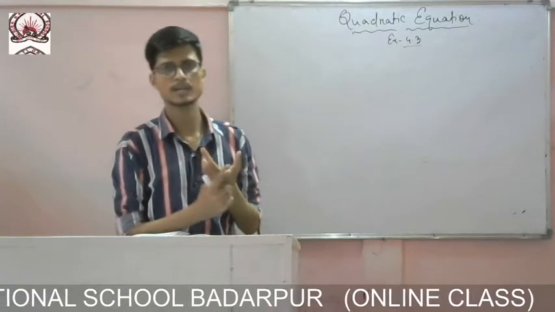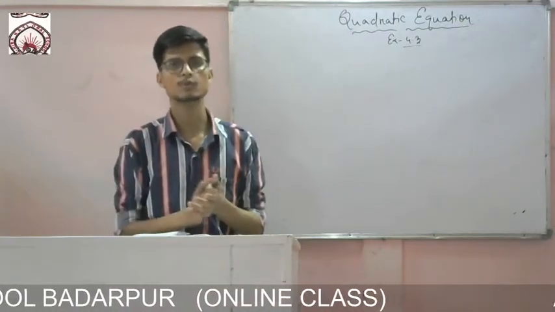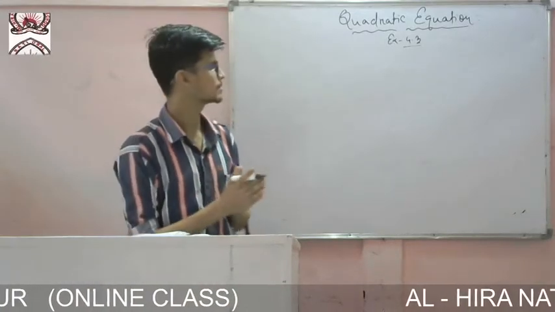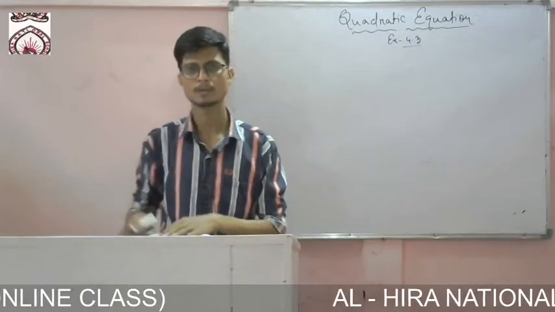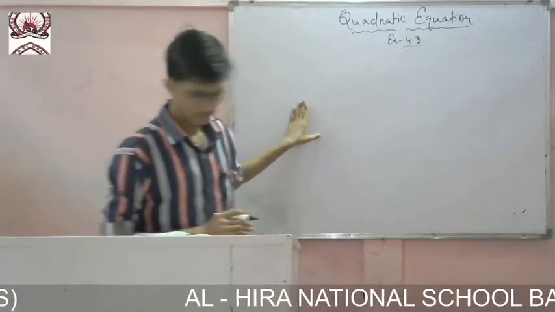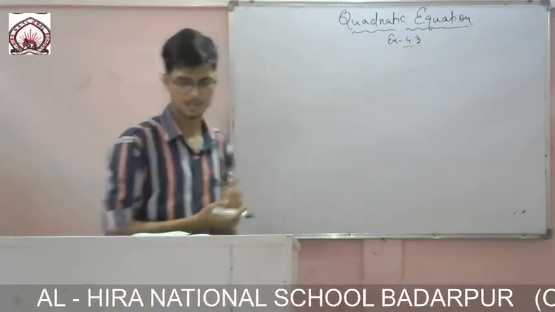In our second exercise, that is exercise 4.2, we discussed how to find the roots of the quadratic equation by the method of factorization, that is splitting the middle term. Now we will discuss a new method, that is the completing square method. First of all, let me start the exercise. While doing it, I will make you understand how to solve this.